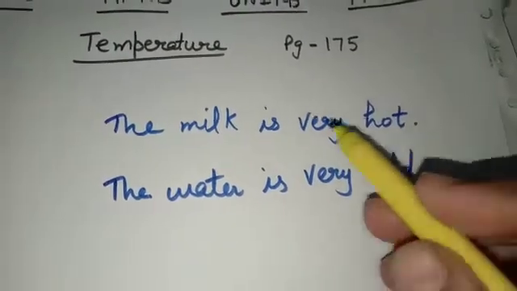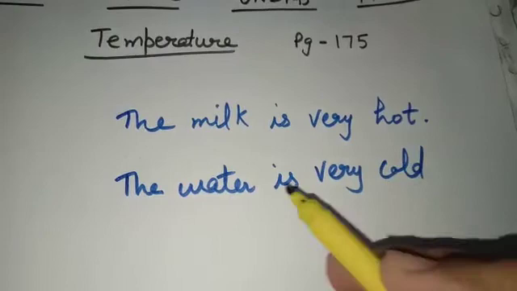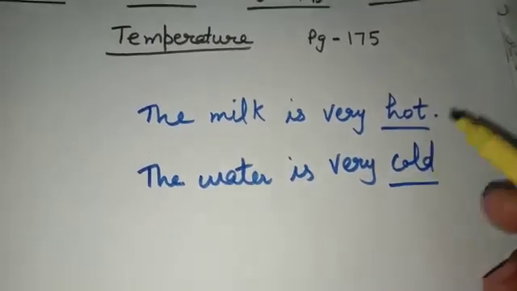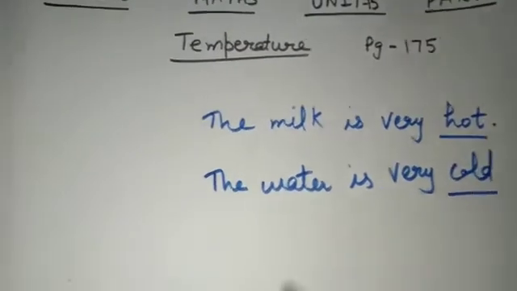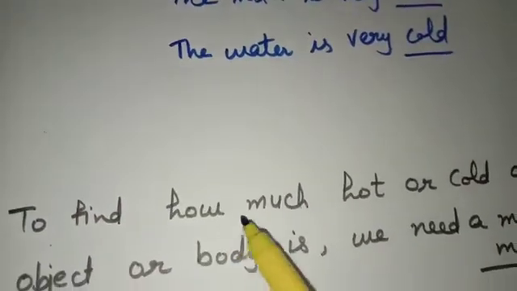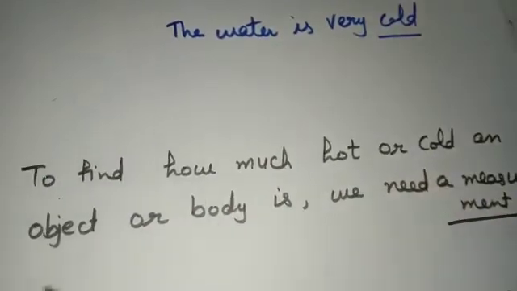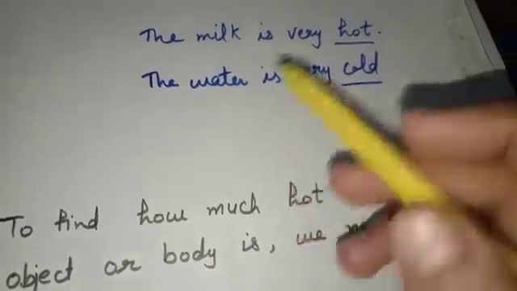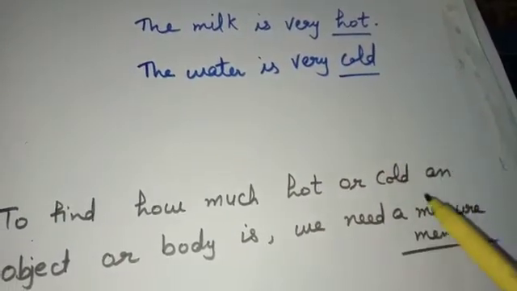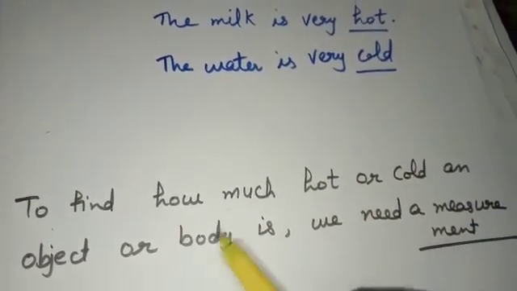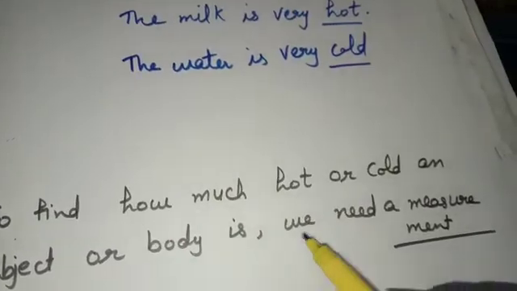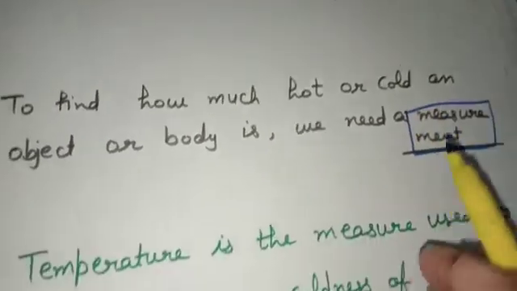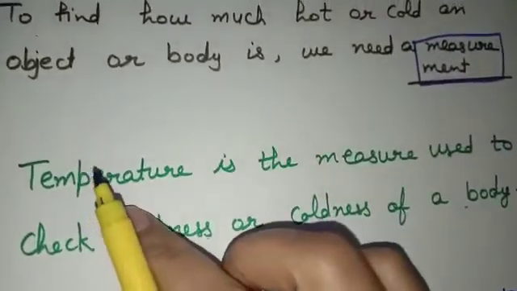Here we have two things, the milk is very hot or the water is very cold. Now, the question is to find how much hot or cold an object or body is. To find how much hot or cold an object or a body is, we need a measurement. And temperature is that measurement.